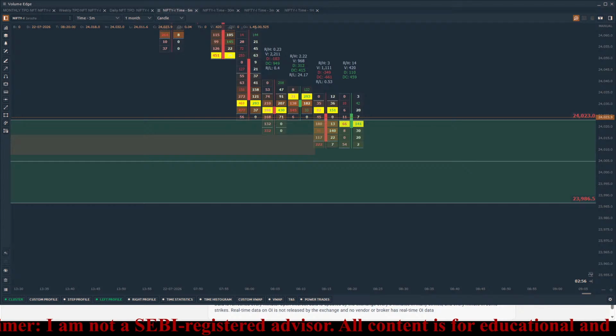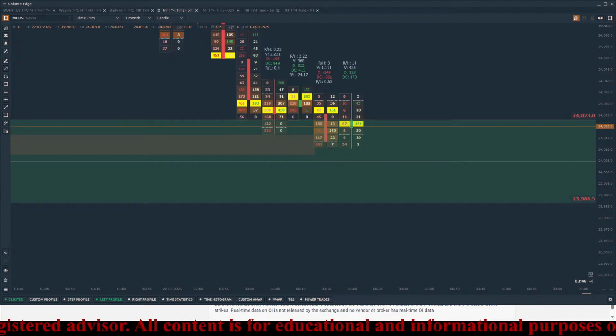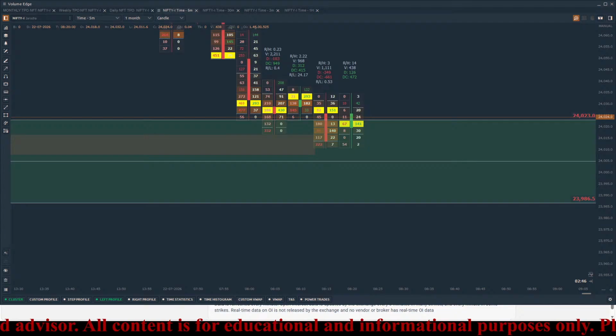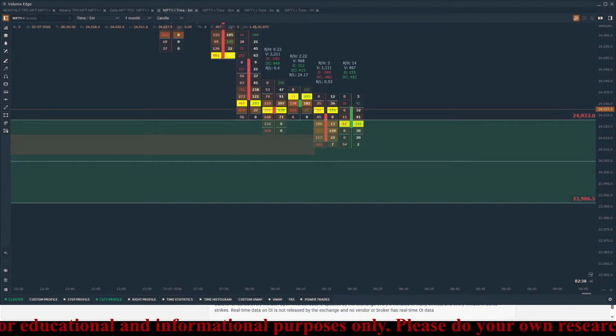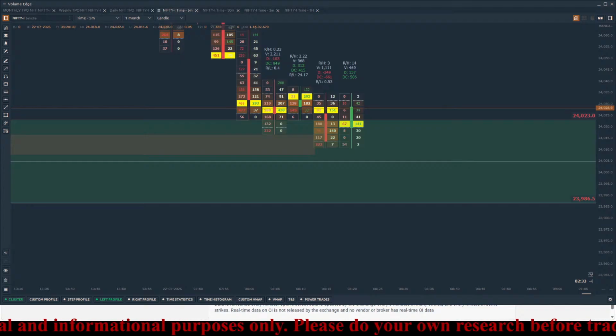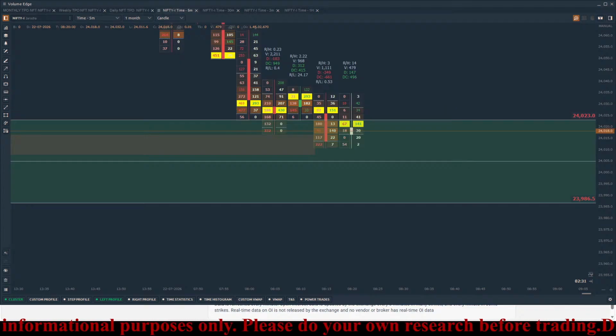So where they were accumulating the positions, maybe they sold some positions and are accumulating in 24,000. That too is a question, because the put OA change in 24,000 is just 26 lakhs from morning, almost the last half an hour, just 26 lakhs. But the call OA change in 24,000 was almost 50 lakhs. It's twice.